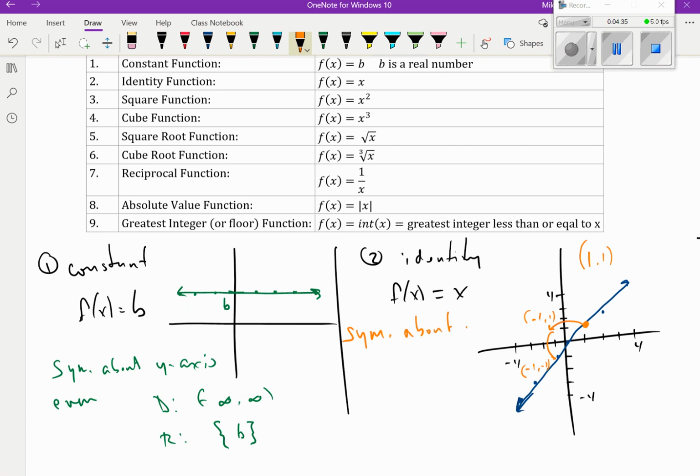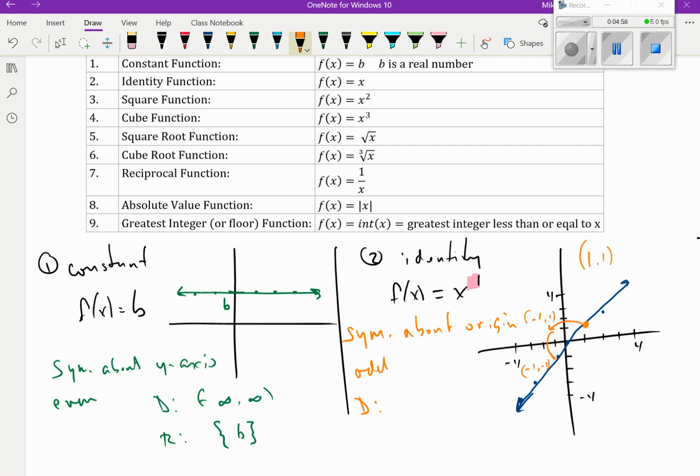So I have symmetric about the origin. And if we're symmetric about the origin, that means we're an odd function. Again, one of the things to note is what is the exponent here on x, and it's 1. I don't have anything listed, so that means that it is an odd function overall.